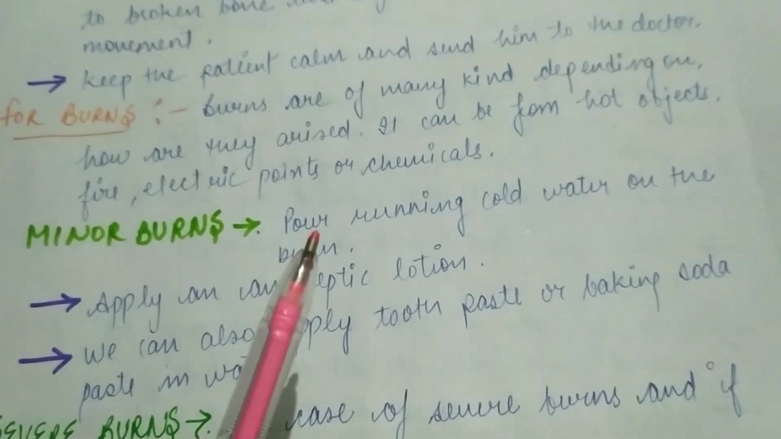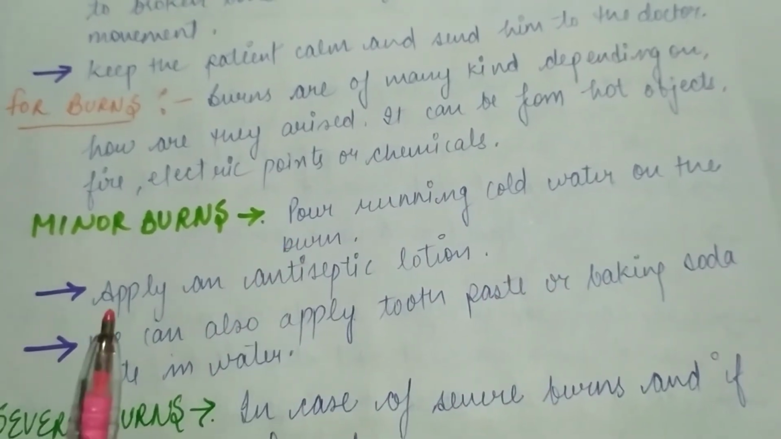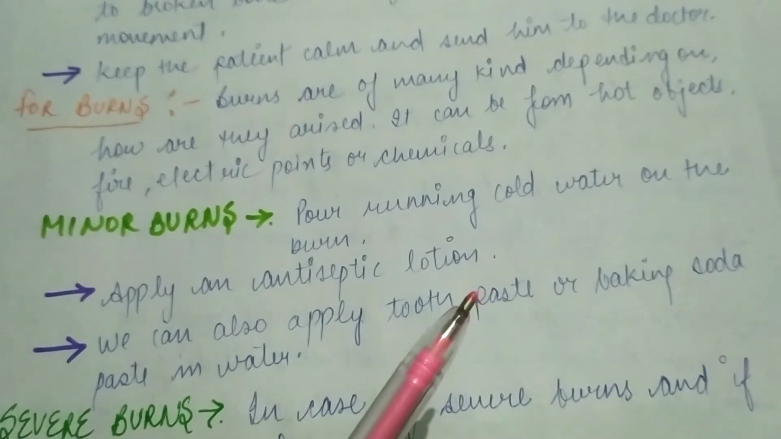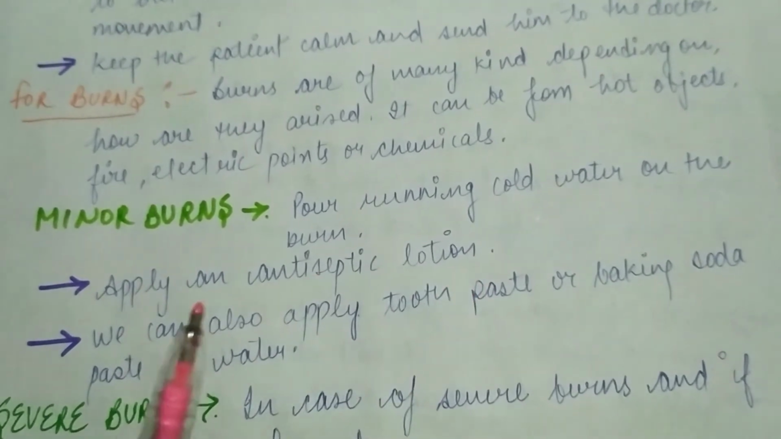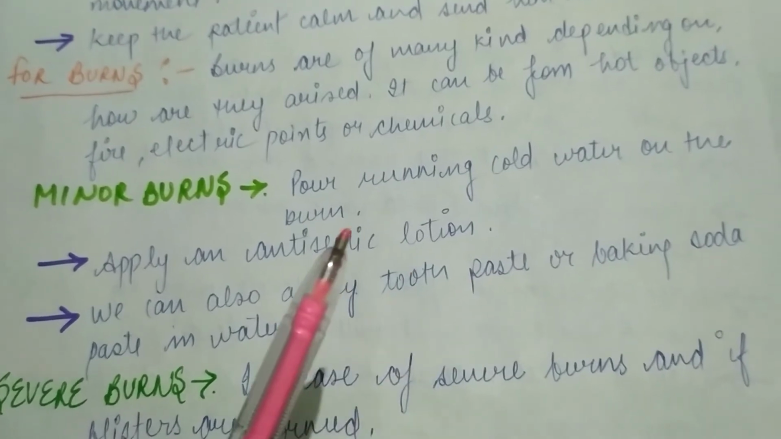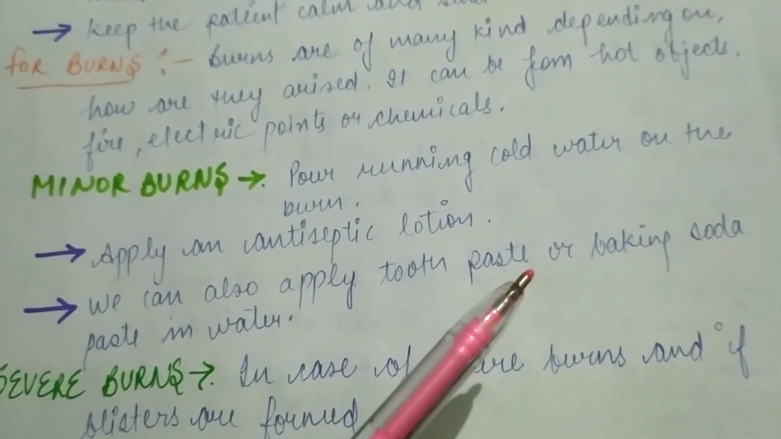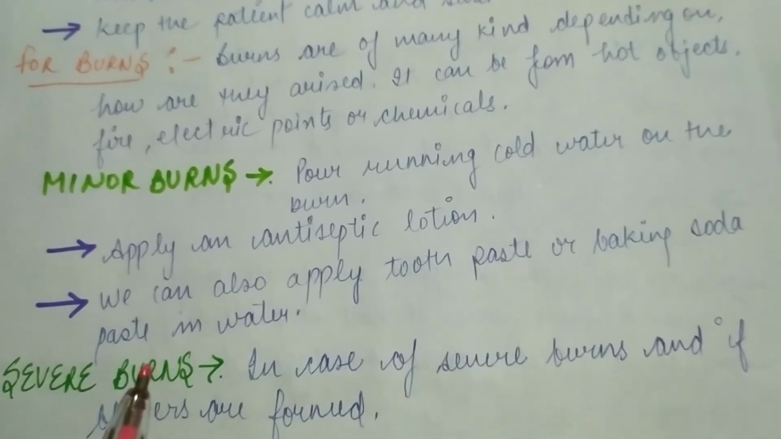What you have to do is pour running cold water on the burn and apply an antiseptic lotion. Then we can also apply toothpaste. Like if you don't have antiseptic cream or lotion, you can also apply toothpaste on that portion, or baking soda paste with water.